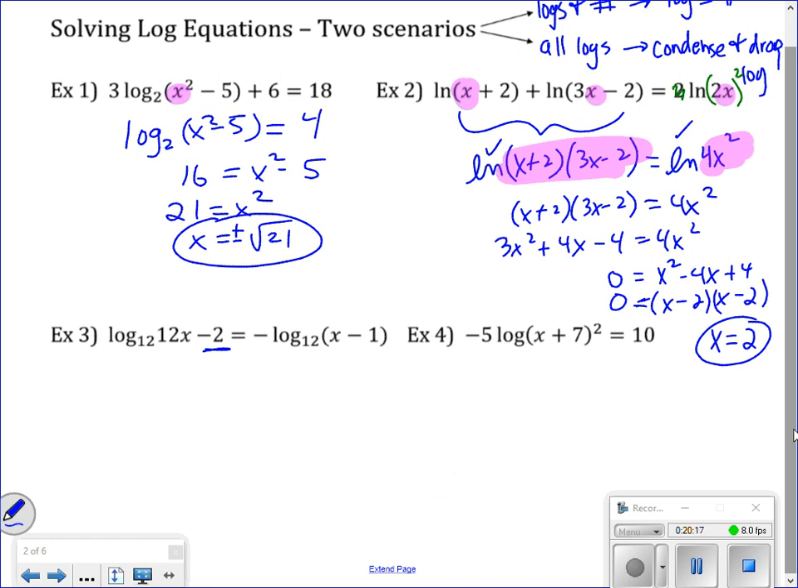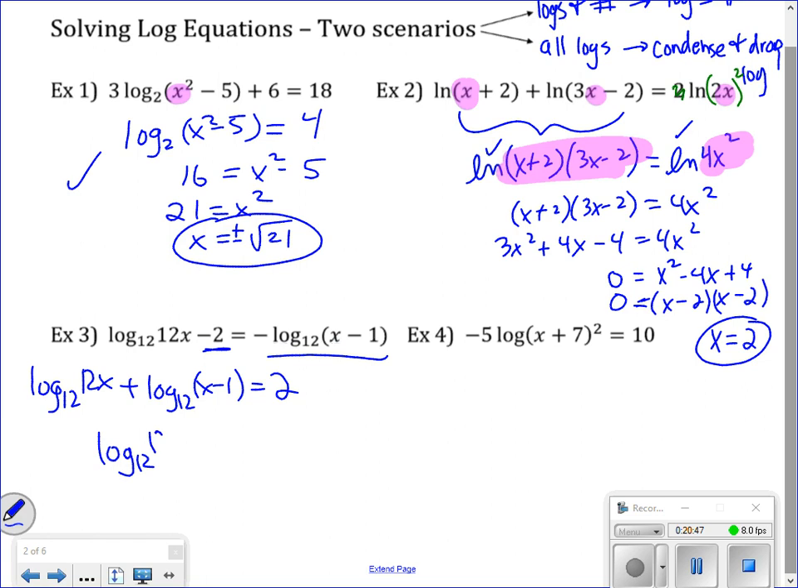All right. So I'm going to get the logs together, put the 2 on the other side, so that I can pretty much do what I did up here. Okay. So I'll have log base 12 of 12x. If I bring this guy to the other side, he'll turn into a plus log base 12 of (x minus 1). But put the 2 on the other side, get 2. Is that all right? Okay. All right, so I'm going to put them together. Addition turns into multiplication. So I got log base 12, and I got 12x times (x minus 1) equals 2.